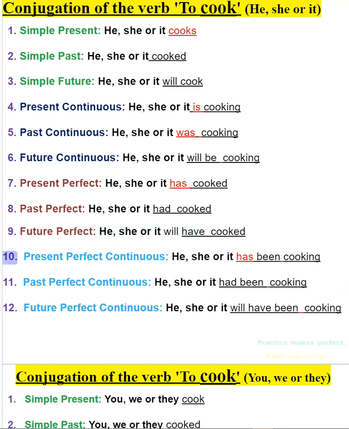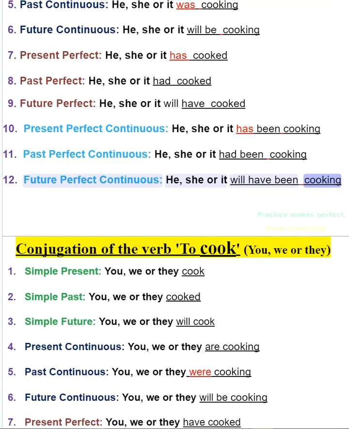10. Present perfect continuous, he, she or it has been cooking. 11. Past perfect continuous, he, she or it had been cooking. 12. Future perfect continuous, he, she or it will have been cooking.